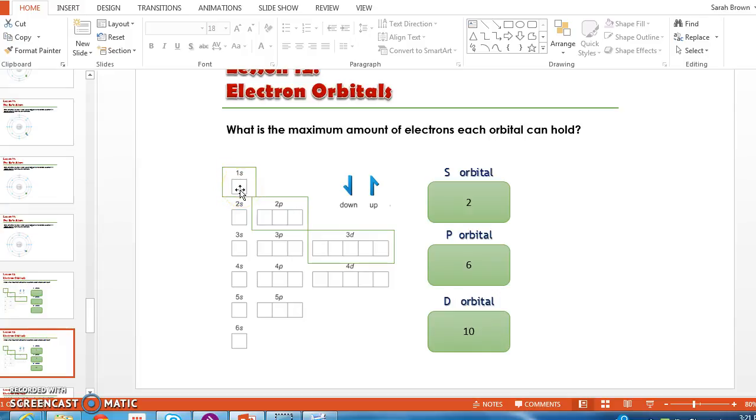Each box can hold 2 electrons. P's have 3 boxes, each with 2 electrons, that gives you 6, and D's have 5 boxes. So 5 times 2 gives you the 10.